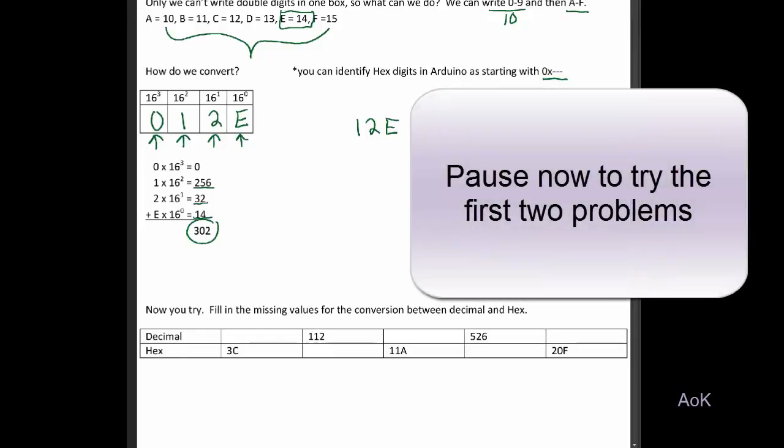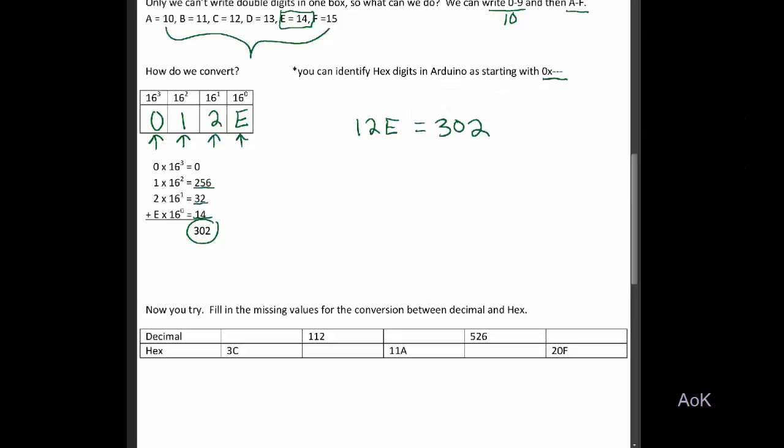Now you try doing the conversions below. Pause the video and give yourself a couple of minutes to try to figure out the answers. How would you convert 3C? 3 is in the 2nd position, so that's 3 times 16. C, which is the equivalent of 12, is in the 1's position.